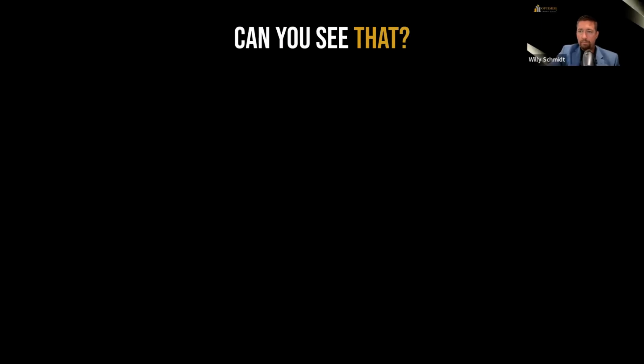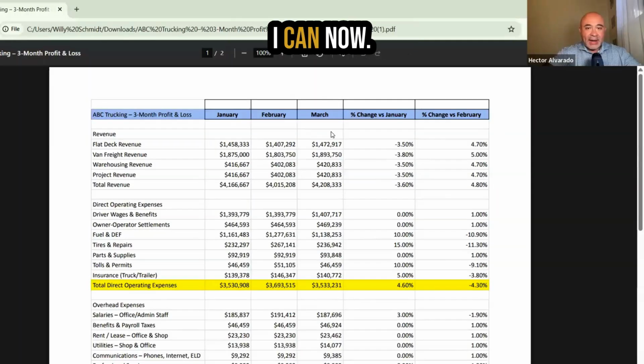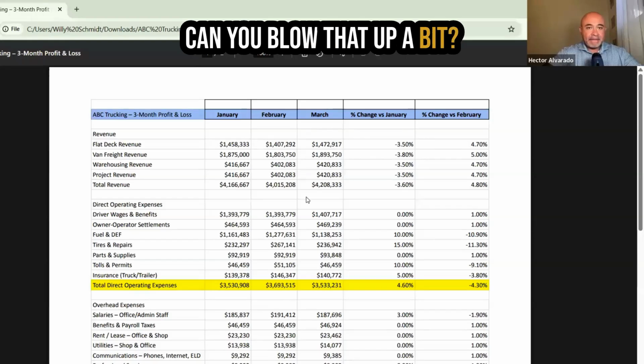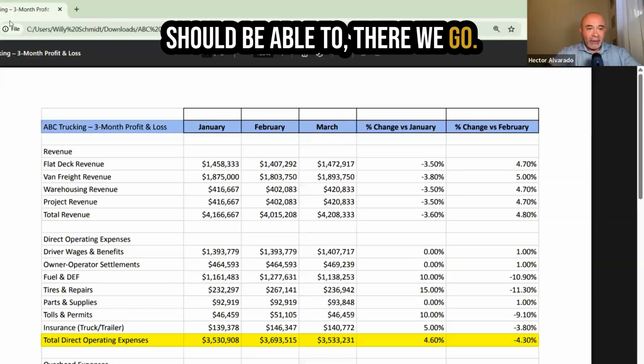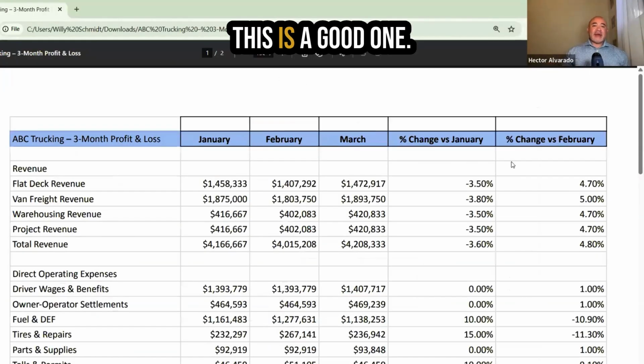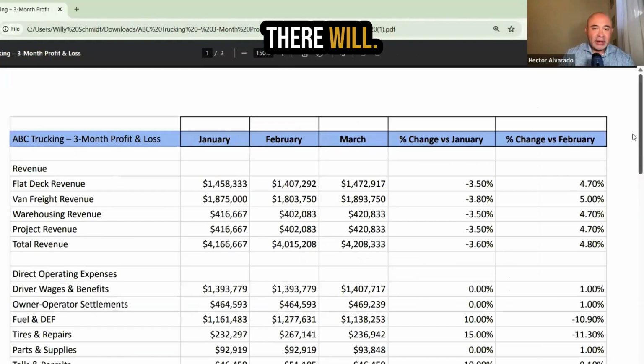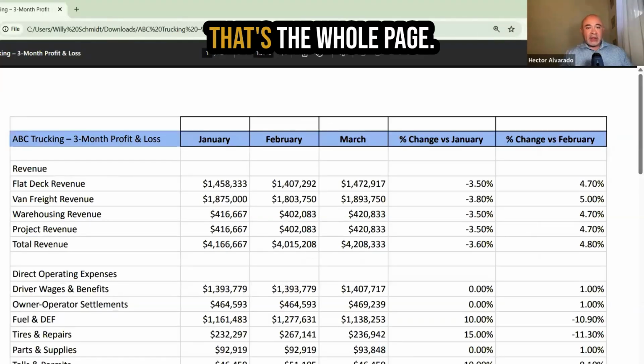Okay, can you see that? I can now. Can you blow that up a bit? Should be able to. There we go. Perfect. This is a good one. All right. That's perfect there, Willie. Yep, that's the whole page.